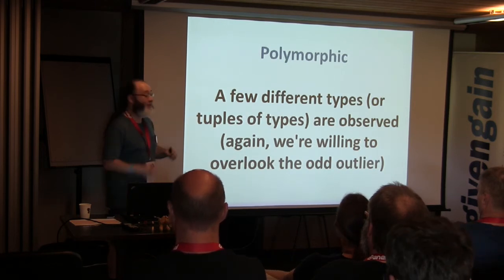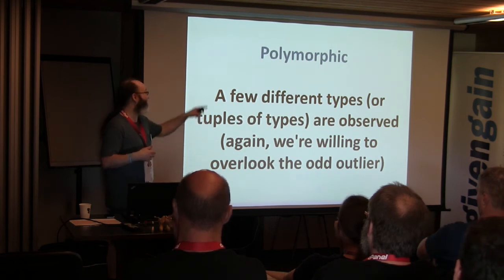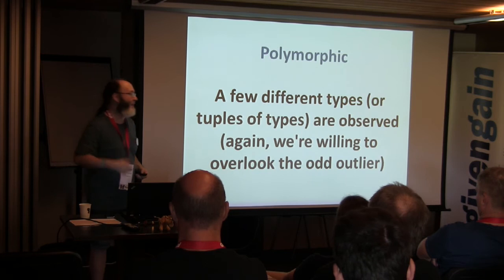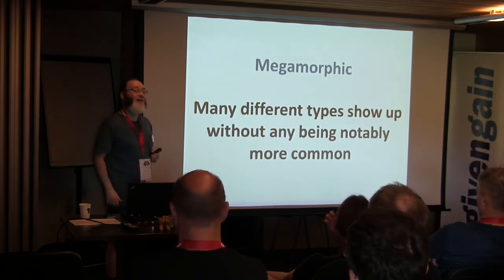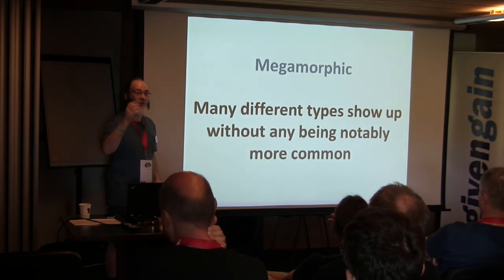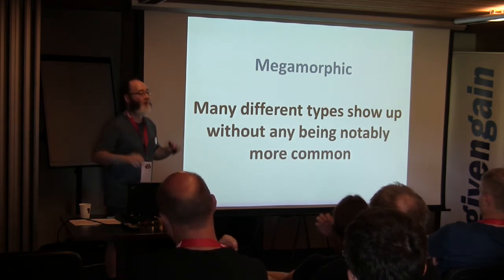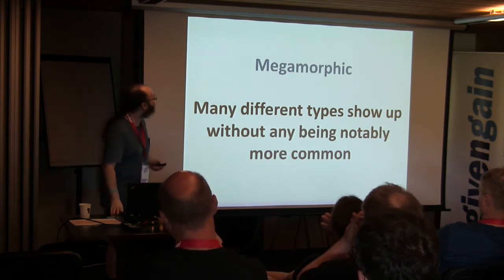Polymorphic is where there are a few different types. Again, it's probably worth spending a bit of time optimizing for each of those, because there's not many. Then we have megamorphic, and this is the case where, if we start trying to produce specialized versions of the code for every case, we're going to be in trouble, because we're going to produce dozens of them and eat a lot of memory and time.